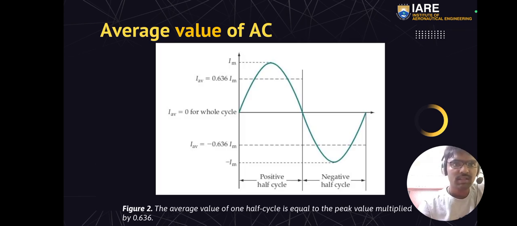So here is a graph which depicts the average value of AC. Here we can see I average is zero for the whole cycle, and the average current is 0.636 Im, which is negative at the negative half, minus 0.636 Im, and the peak values are Im and negative Im. These signs may vary because at 180 degrees exactly, we can observe a clear transition from the positive half cycle to the negative half cycle.